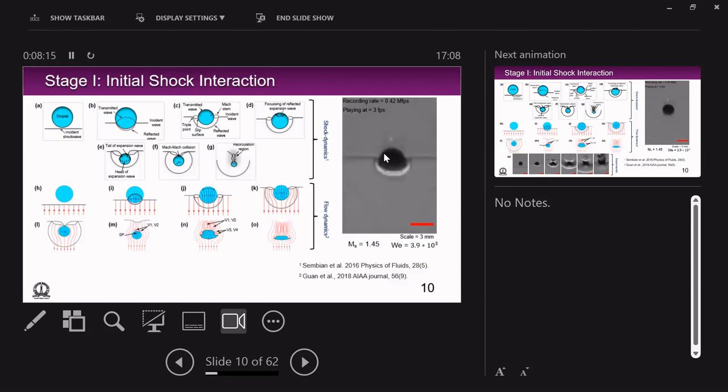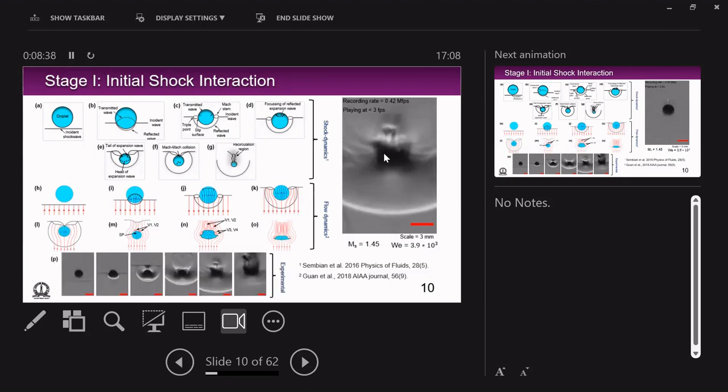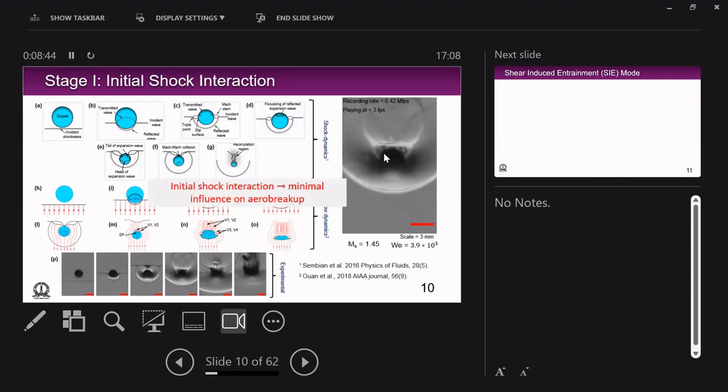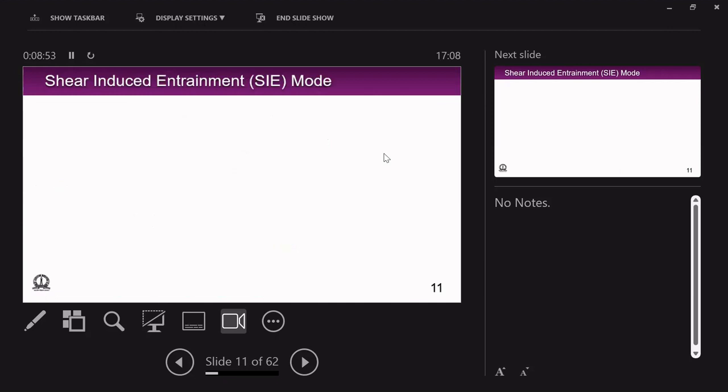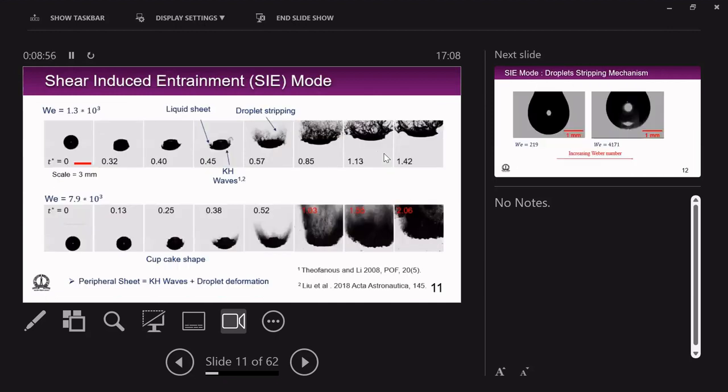In terms of the flow, this is the flow field that is created around the droplet. Because of the pressure difference in the fore and the aft of the droplet, and because of the recirculation zone that is created, you get a flattening of the droplet initially. You see these lips coming out right about the equatorial region. That is what undergoes shear stripping. So this is the phenomenon in a nutshell, and this is the corresponding shadowgraph image that shows the same. Shock interaction initially has minimal effect on the breakup, but things start to happen a little later compared to the shock. Let's look at this in detail first.